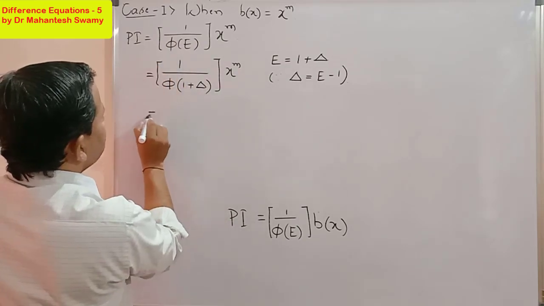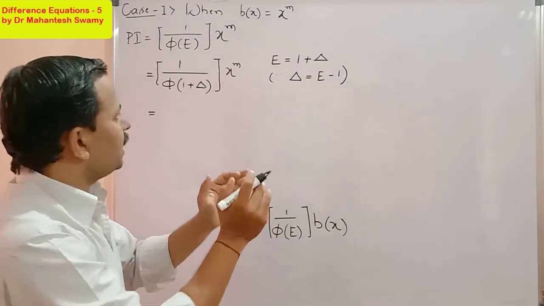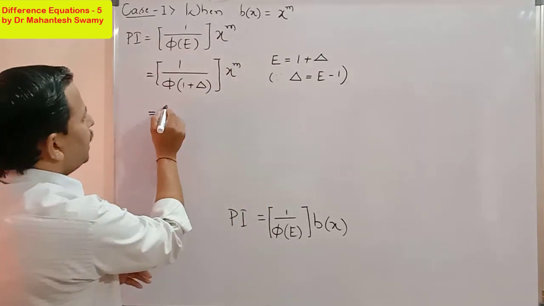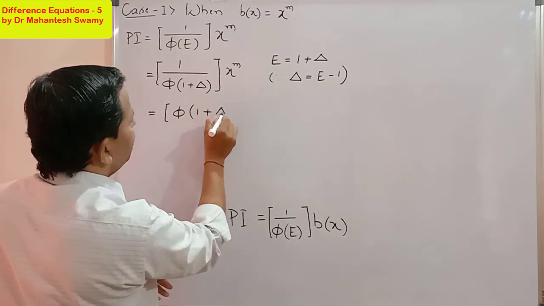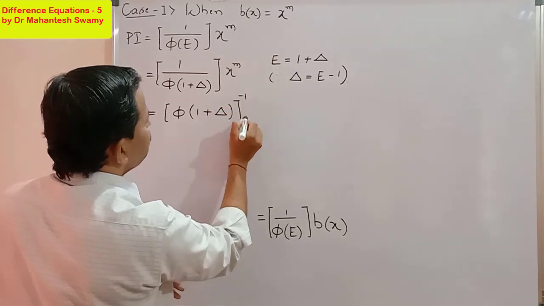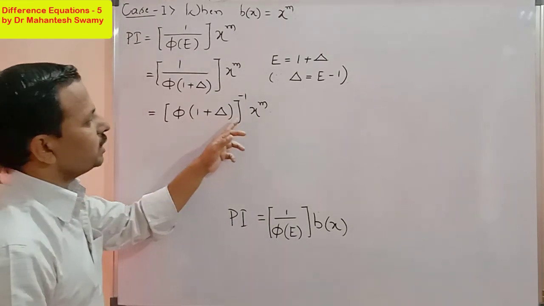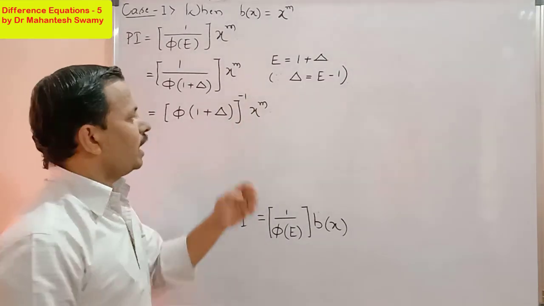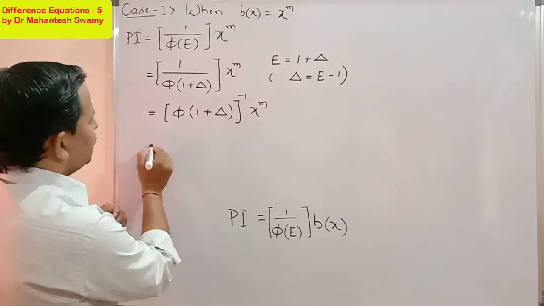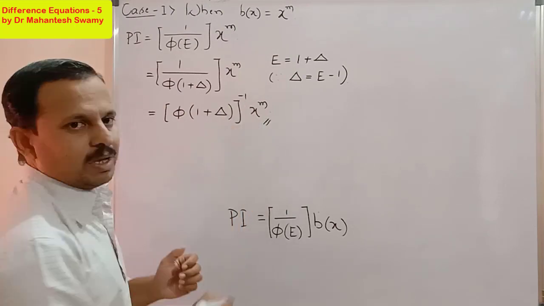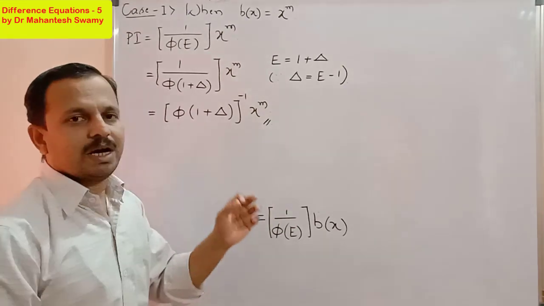In the next step, this entire relation in 1 plus delta should be taken to the numerator and written in the form of some relation in 1 plus delta to the power minus 1, into x to the power m. Now we have to expand it using the binomial theorem, and then operate it on x to the power m so as to get the required particular integral. I will explain it in a detailed manner when I take a particular example.